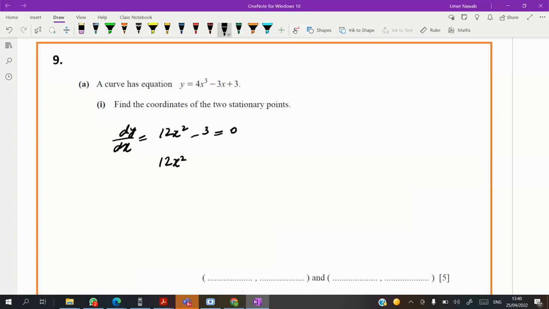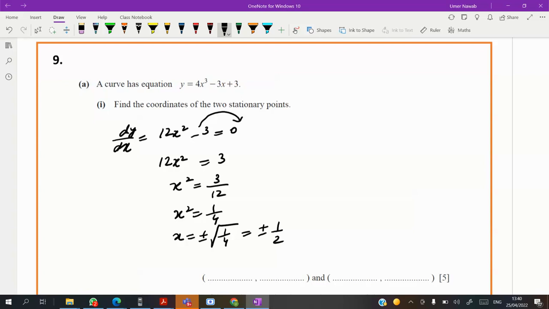So 12x squared, send minus 3 to the other side. It is 3. x squared is equal to 3 over 12. x squared is equal to 1 over 4. x is equal to plus or minus the square root of 1 over 4. And when you use a calculator, you get 1 over 2. So here I'm writing minus 1 over 2, and there 1 over 2.